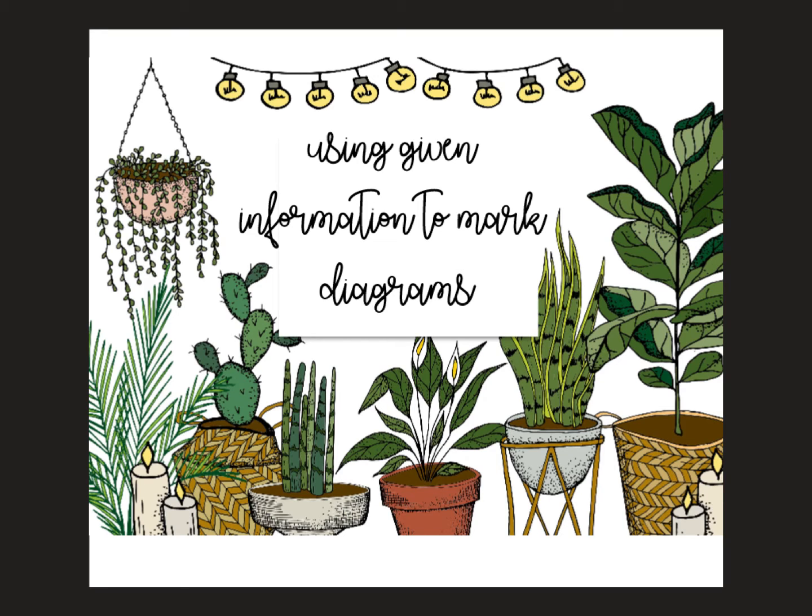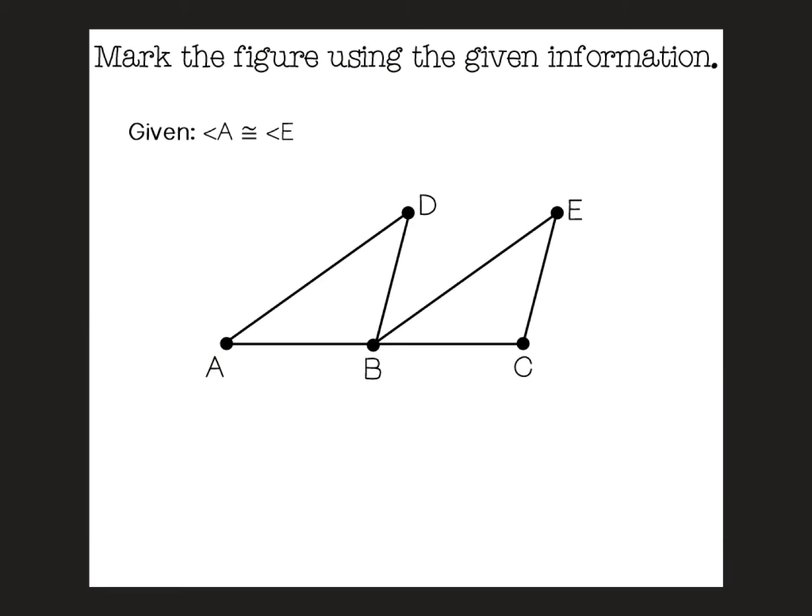Today you're going to use given information just to mark diagrams. So this first one is pretty straightforward. It says mark the figure using the given information. In this example, it says given that angle A is congruent to angle E. So we just want to go to angle A and put an arc mark, and we want to have the exact same mark in angle E.